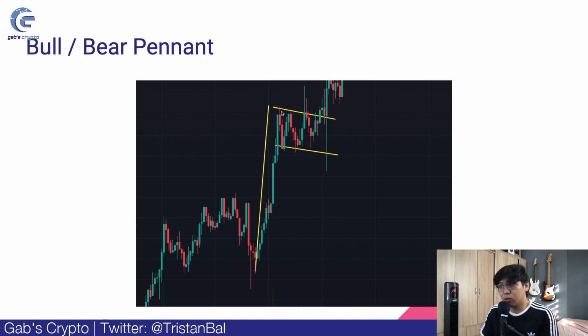So, nagkakaroon ka ng support and resistance and nagpa-pump and dump lang siya between the support and resistance. So, makita mo may pole din siya and then meron tayong pennant na nagpo-form. So in this case, this will continue to the upside kasi meron tayong bull or bear pennant. So yung opposite niya is bear pennant, of course, pagpababa and then nagkaroon ng pennant, this would mean a continuation sa pababa. So yun din yung opposite niya. And yeah, basically yun lang yung bull and bear pennant.